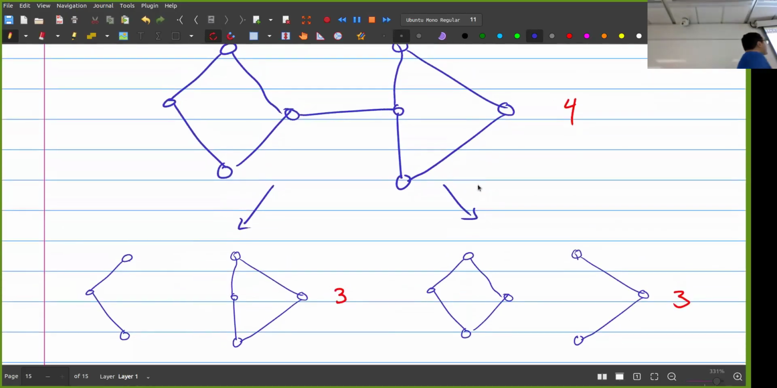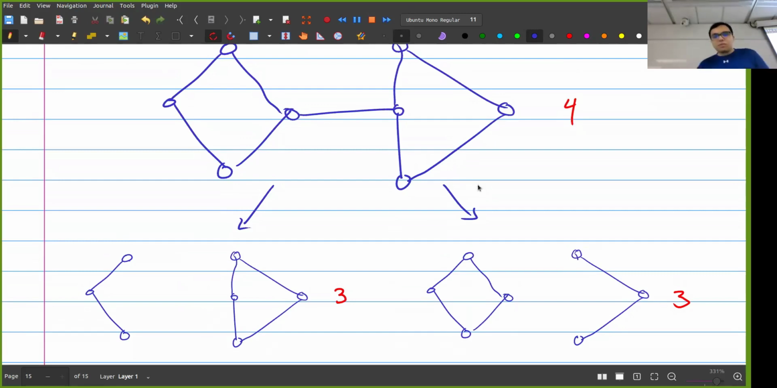Now, this might look like a terrible divide and conquer, right? Because I'm starting with my graph, let's say n vertices, m edges, and I'm literally just taking one vertex and a few edges out. In the worst case, I might be taking only one edge out.